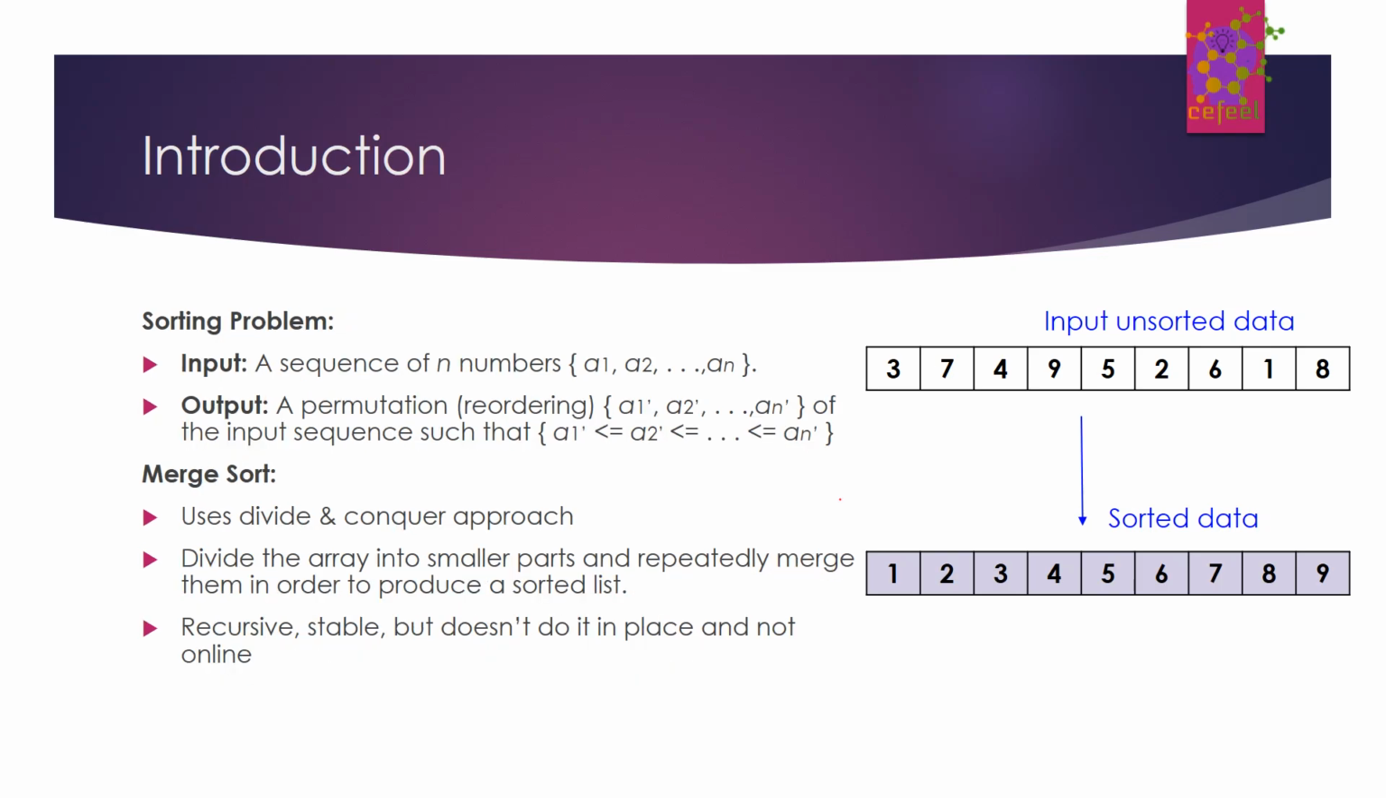Now stable means, let's say we have two keys with the same value. The original order that was in the input data still remains the same in the output order. So we say merge sort is stable, but as we discussed, it doesn't work in place because we need some additional space to do the sorting.